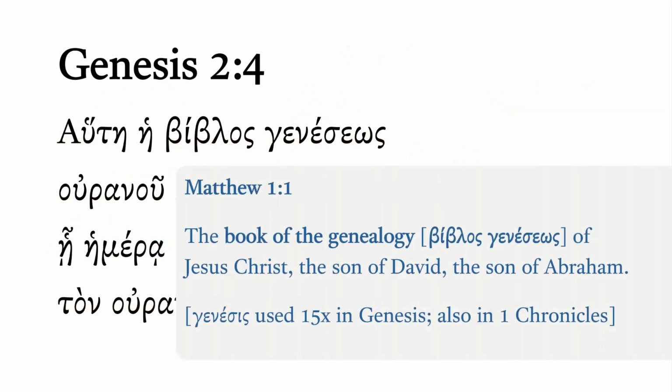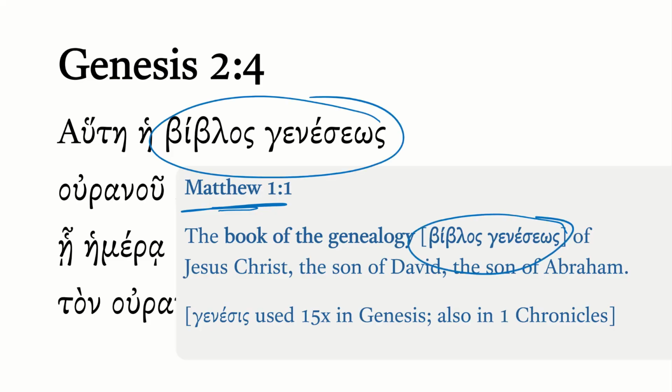Now, this biblos geneseos might sound familiar if you've done some reading in the Greek New Testament. Very famously, Matthew 1:1 begins with the exact same phrase. You'll notice biblos geneseos there, the book of the genealogy. In this case, it's of Jesus, son of David, son of Abraham. And Matthew here, starting off, at least the way we organize the New Testament, starting off the New Testament, going back to how Genesis starts off here in chapter 2.